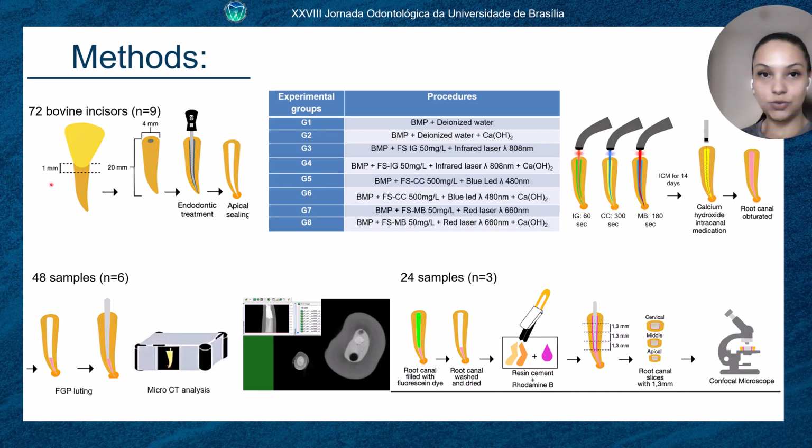We used 72 bovine incisors divided into 8 groups, and the protocol included removal of the anatomical crown of the teeth, biomechanical preparation, and apical sealing. The groups were G1 and G2, which only received the biomechanical preparation and irrigation with deionized water, and only G2 received the intracanal medication. G3 and G4 received the biomechanical preparation and the photoactivation using indocyanine green for 60 seconds, and only G4 received the intracanal medication for 14 days.